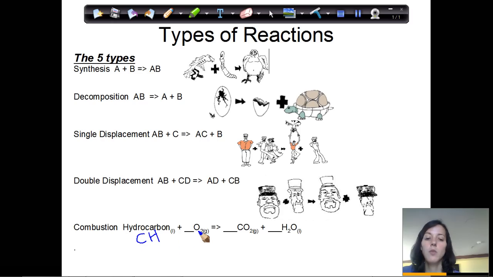It's going to react with oxygen, always, to produce CO2, which is carbon dioxide, and water, always. So a combustion reaction will always have some type of CH molecule, always reacting with oxygen, and the products of a combustion reaction are always carbon dioxide and water. And those are our 5 types of chemical reactions.